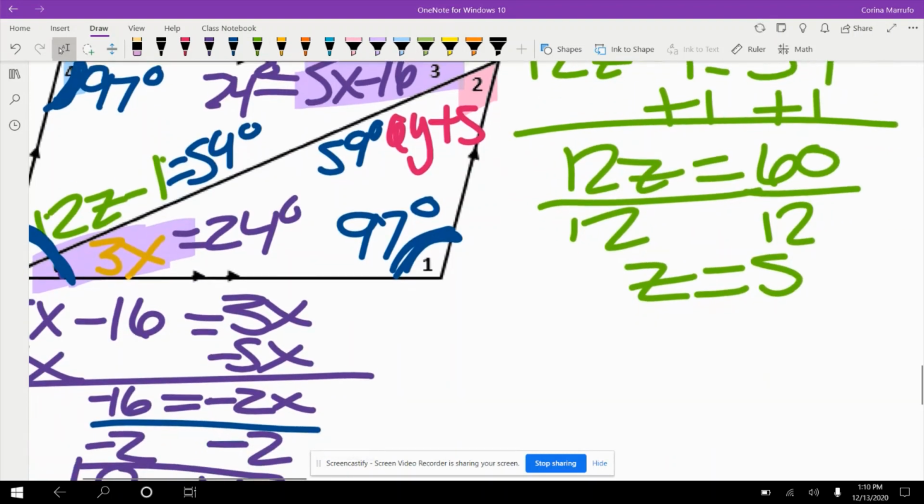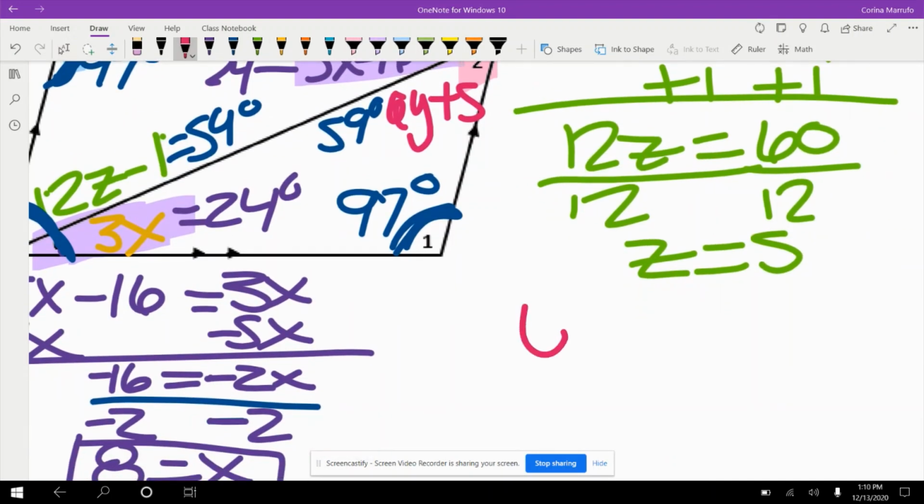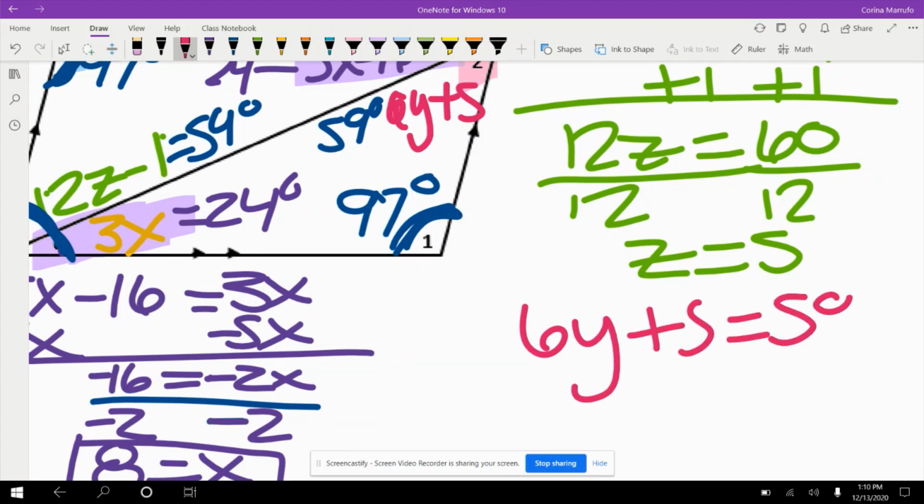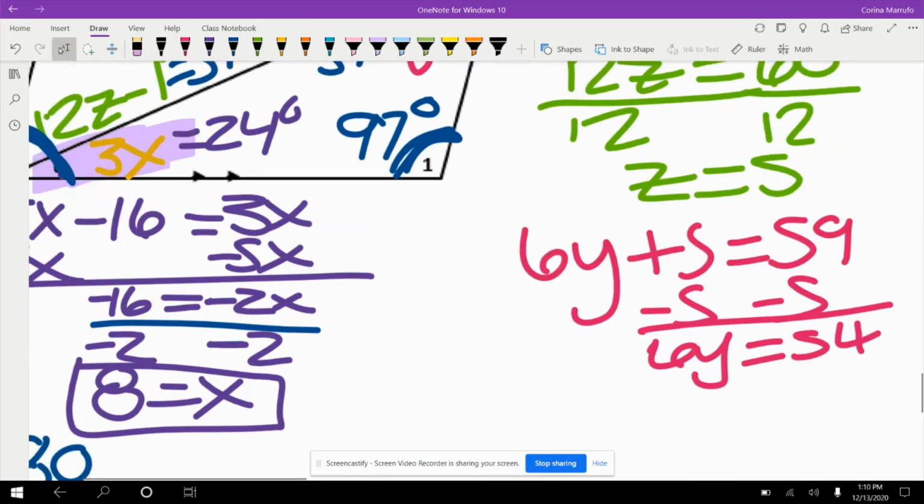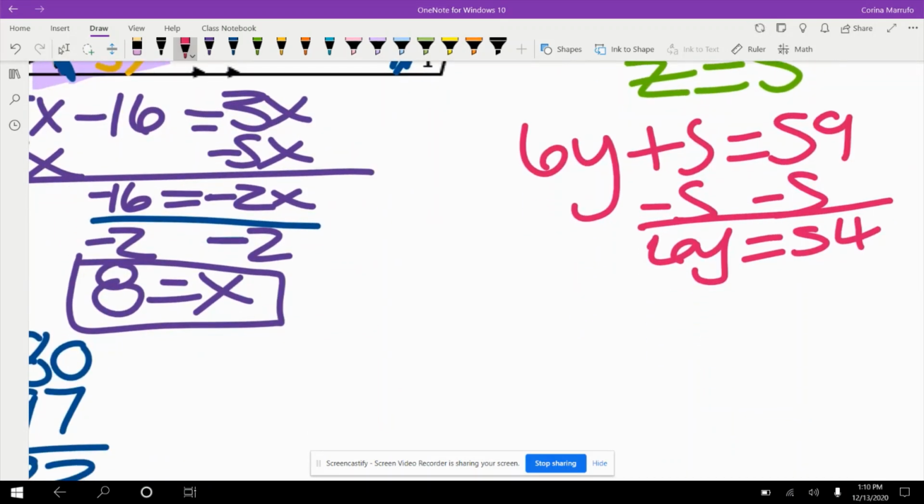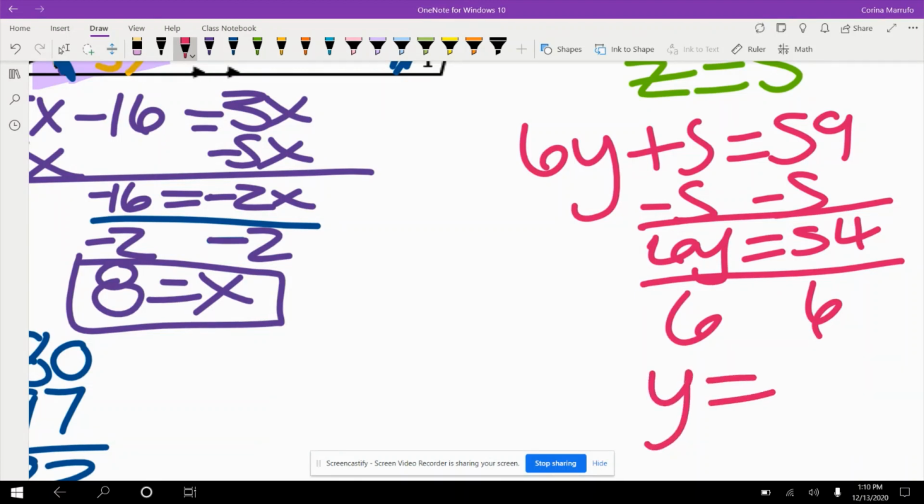Okay. Now let's go ahead and solve for y. So we know 6y plus 5 is equal to our angle 2, which is equal to 59 degrees. We subtract 5 first, and we get 6y equals 54. Then we go ahead and divide by 6, and we get y equals 9.